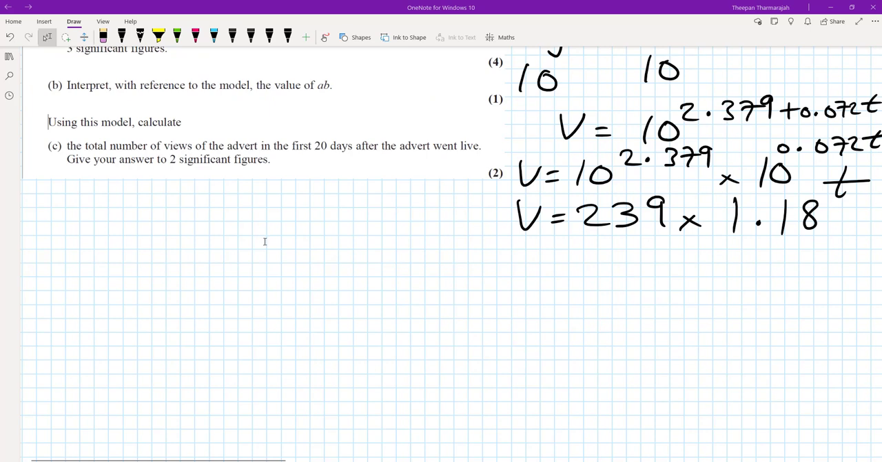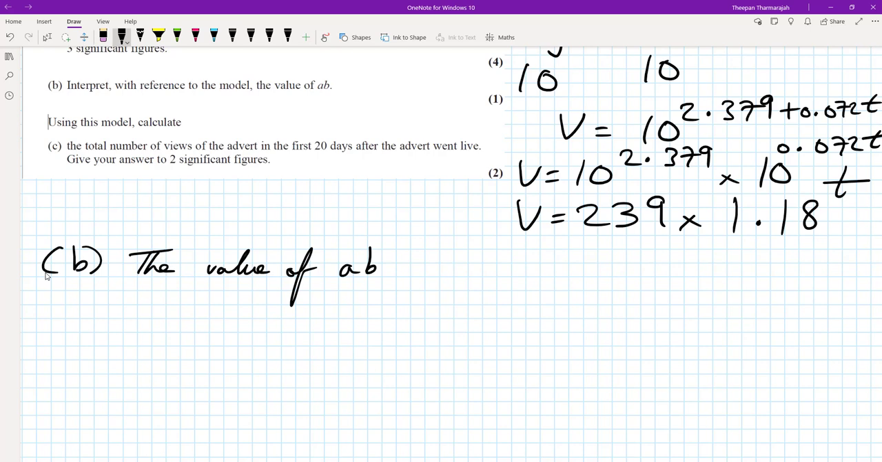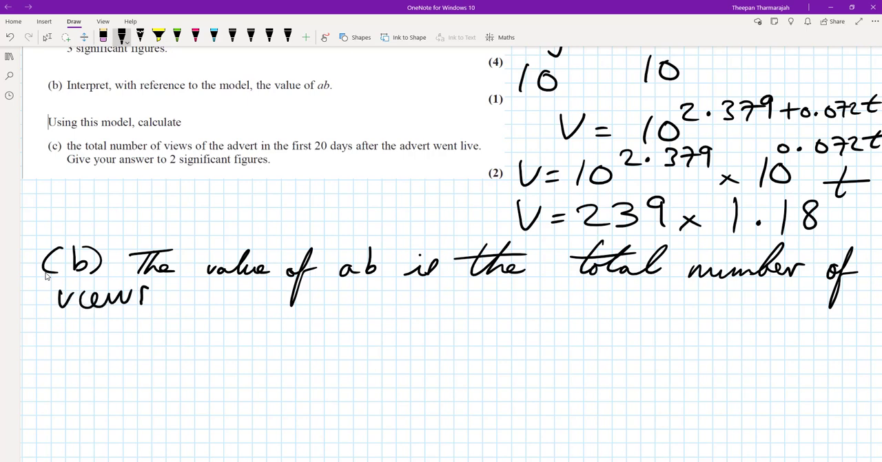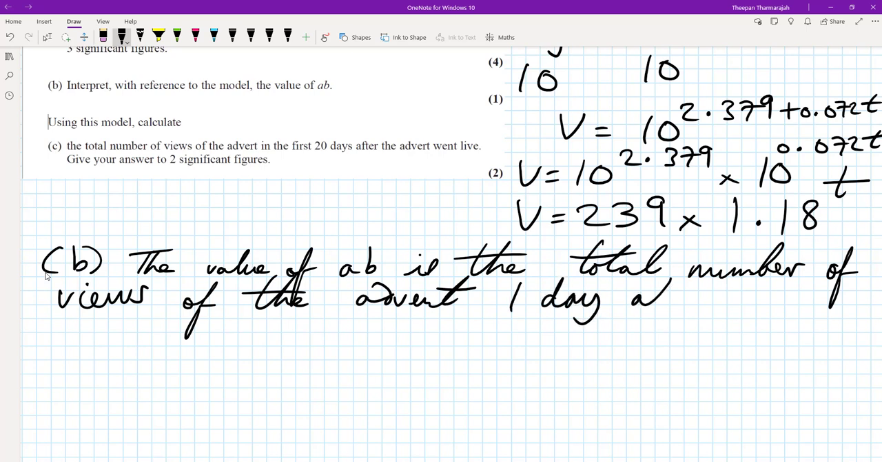For part B, it says interpret with reference to the model the value of ab. So we're going to say the following, that the value of ab is the total number of views of the advert one day after the event went live.